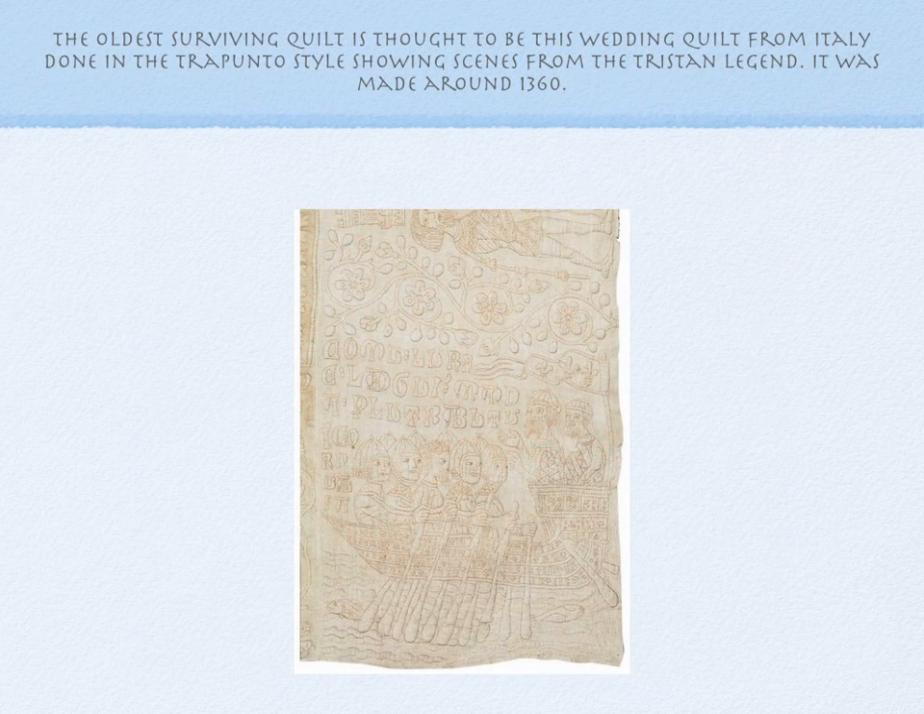The oldest surviving quilt is thought to be this wedding quilt from Italy, done in the trapunto style, showing scenes from the Tristan legend. It was made around 1360.